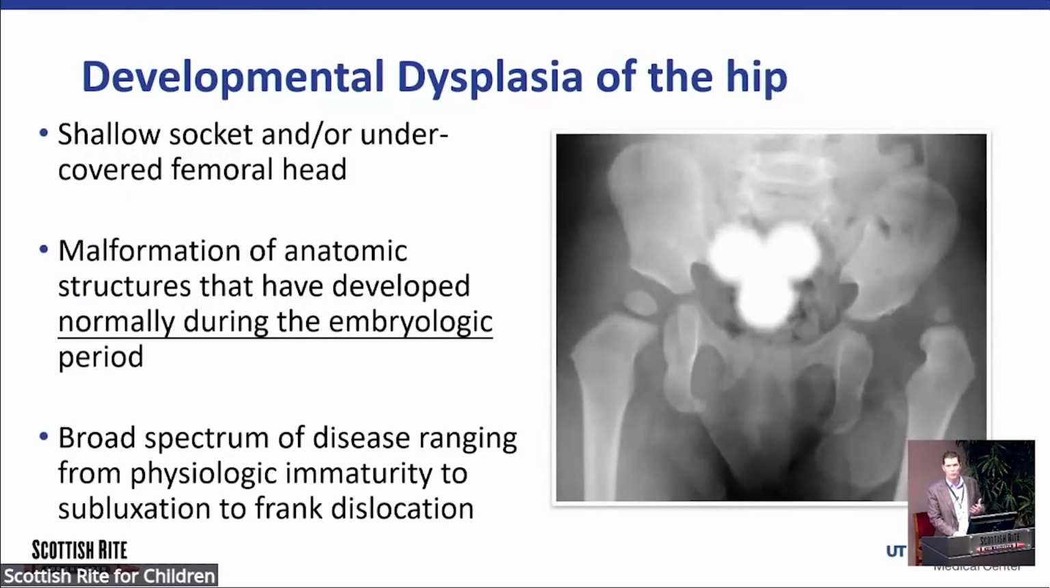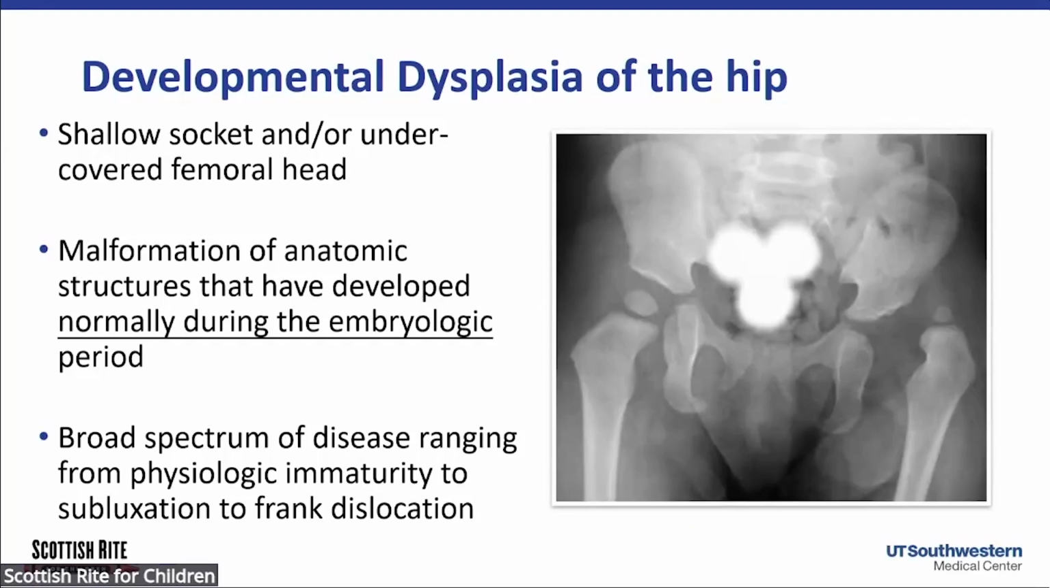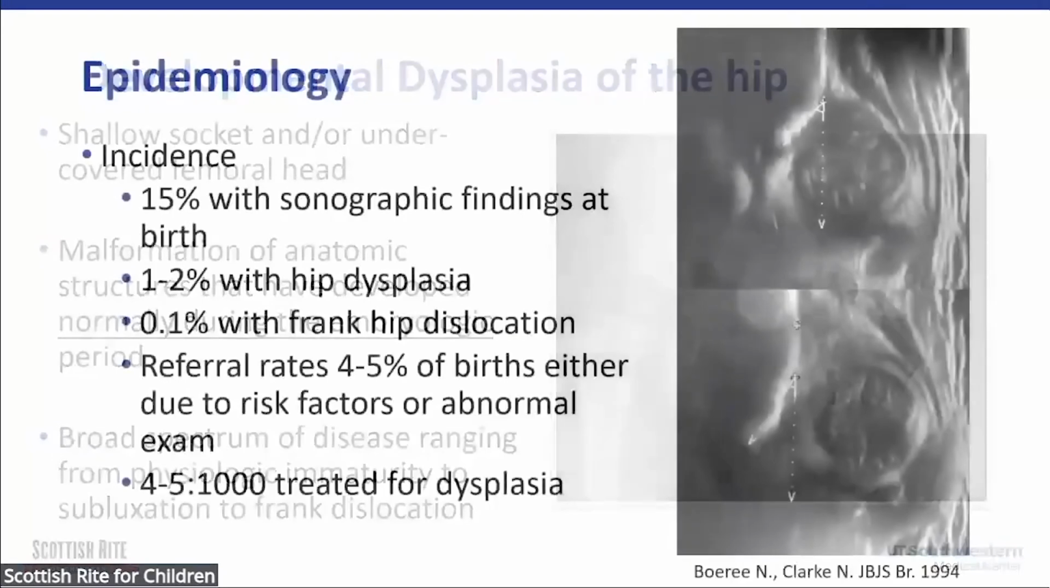As I'm sure everyone in this room knows, developmental dysplasia of the hip is a condition characterized by a shallow socket with an undercovered femoral head. It's a bit of a misnomer because we call it a dysplasia, but that's usually a condition where there's a problem with the cells themselves in the embryologic period, but this is really more of a malformation of a normal structure. And it represents a really broad spectrum of disease, ranging from physiologic immaturity, where the socket and ball are not quite normal but just a little behind in their growth, all the way through subluxation and dislocation.